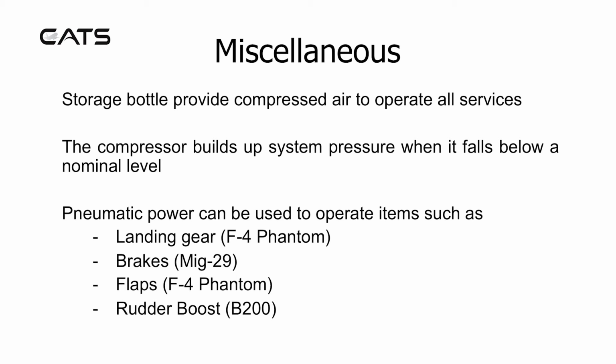Miscellaneous. The storage bottle provides compressed air to operate all services. The compressor builds up system pressure when it falls below a nominal level. Pneumatic power can be used to operate items such as the landing gear on the F4 Phantom, brakes on the MiG-29, flaps on the F4 Phantom, or rudder boost on the Beech 200.